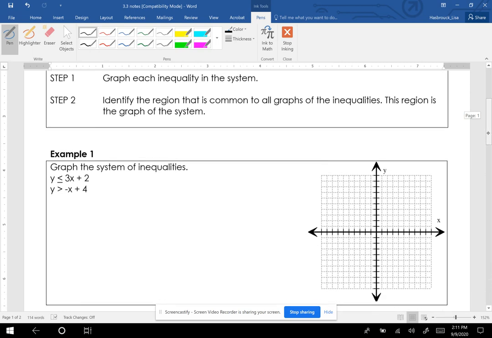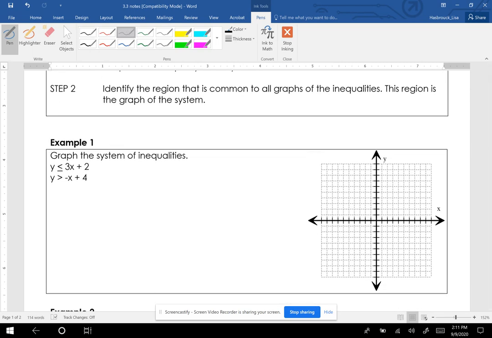So I'm going to start by graphing the first inequality, y is less than or equal to 3x plus 2, this one here. I'm going to do it in blue. Having colors for these sometimes helps. It may be helpful to use colored pencil when you do your assignment.